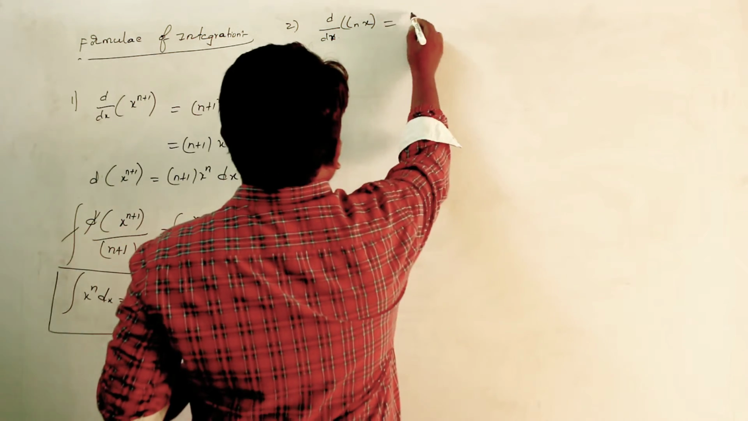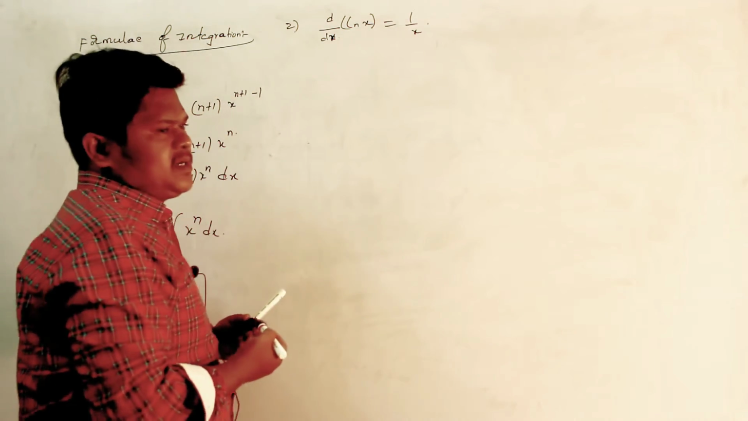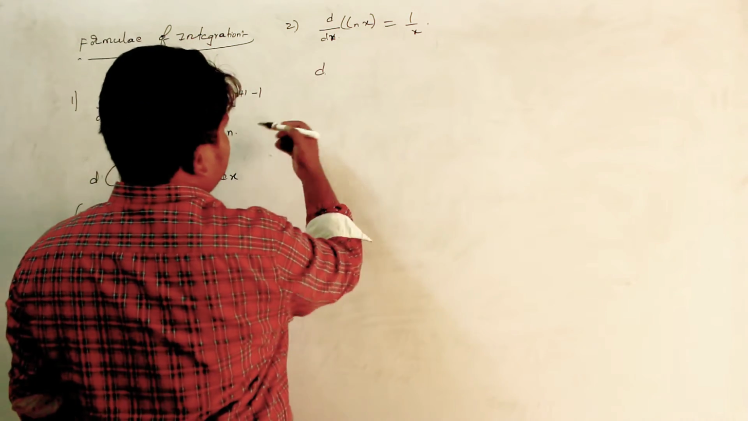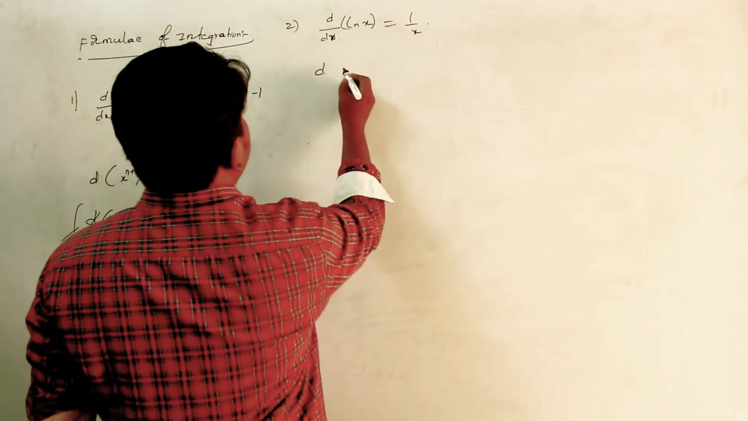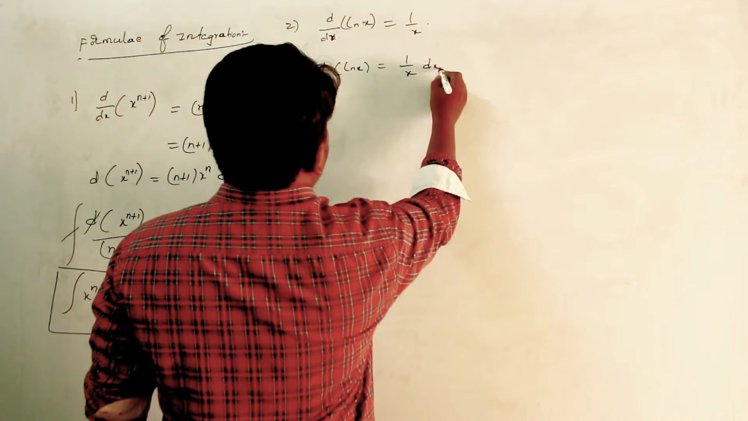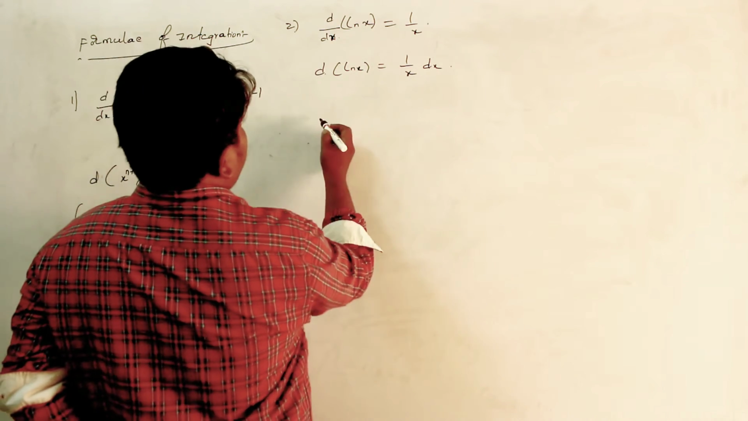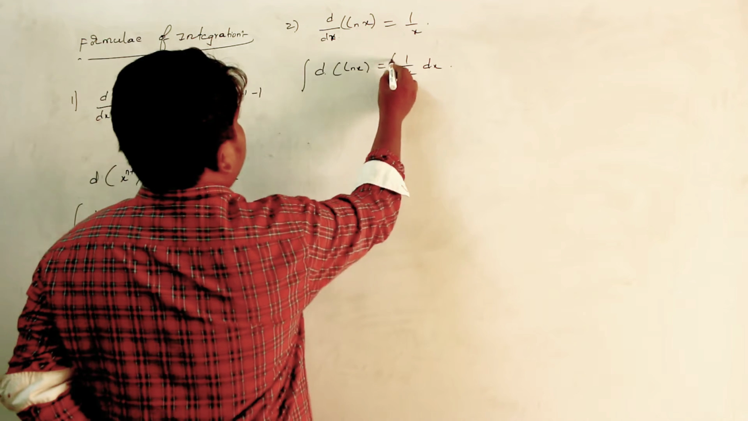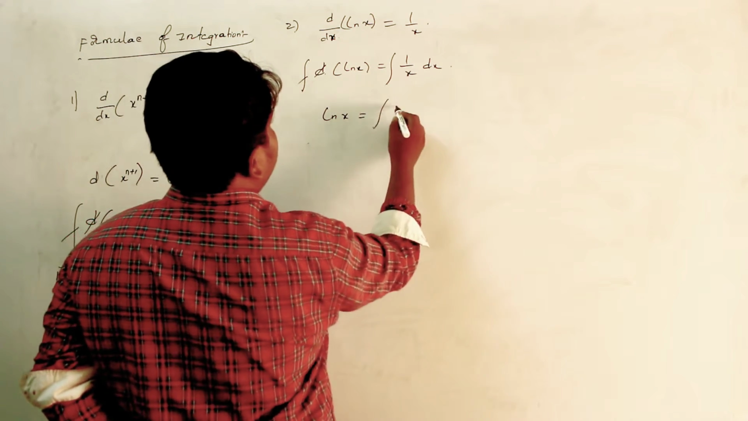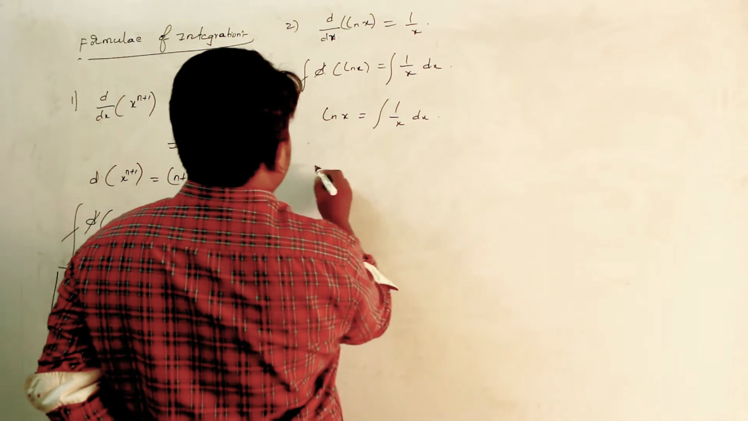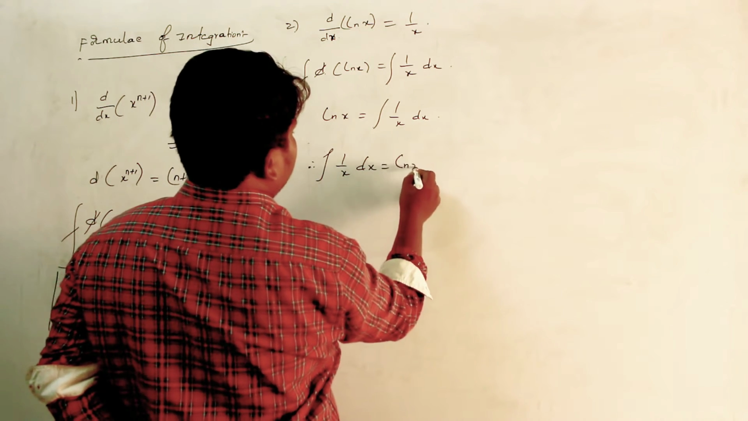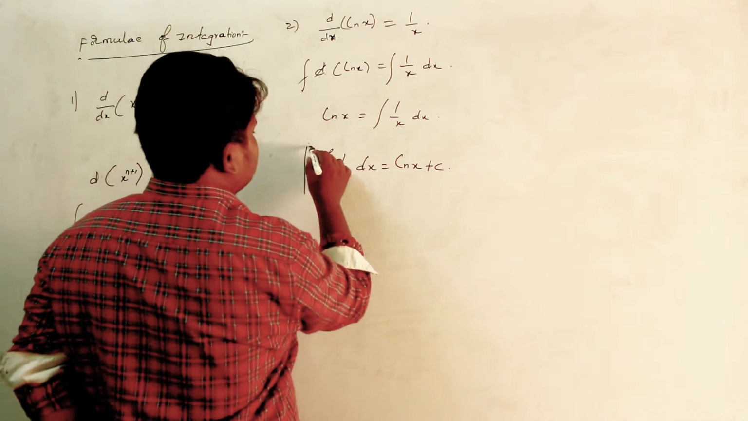So this can be written as 1 by x. Differentiation of ln x is 1 by x. Now we are the same, just as we have written in the previous condition. Let us see how we can write this one. So d of ln x is equal to 1 by x dx. Therefore, now if we apply integration on both sides, this and this get cancelled. So ln x is equal to integration of 1 by x dx. Therefore integration of 1 by x dx is equal to ln x plus c. So this is our second result.